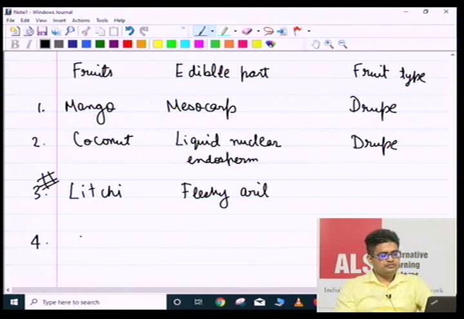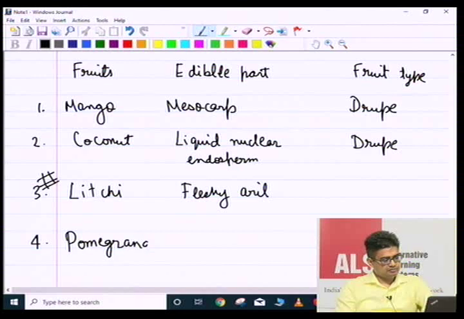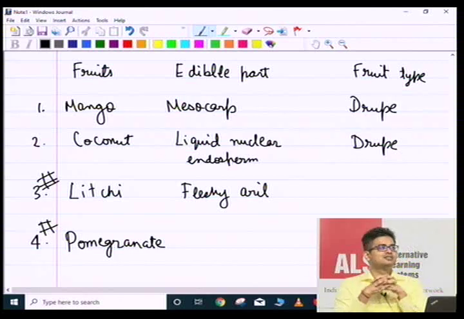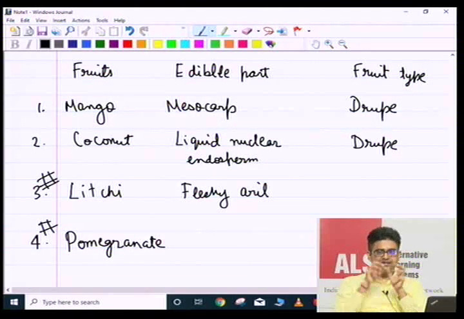Okay, then we have pomegranate. It is a balausta actually, but I am leaving it for you. Complete it by yourself. Pomegranate. What is the edible part in pomegranate? Whoever has solved previous year question papers will understand this. Anybody? Nobody wants to answer this? What is the edible part in pomegranate? You eat the seed.